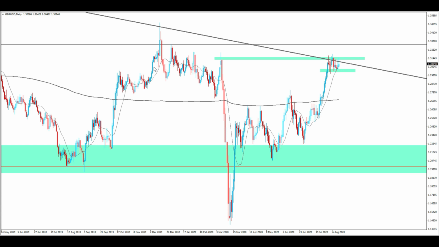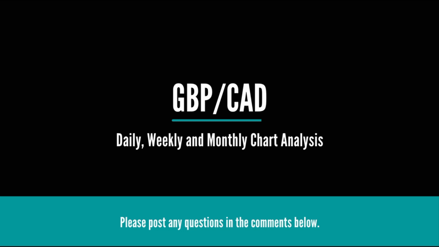But like I said, if we do get a break to the upside, we could be seeing a longer trend in the market. And if we do get a break to the downside, we could see price moving all the way down to this level. And last but not least, we're going to take a look at GBP CAD.